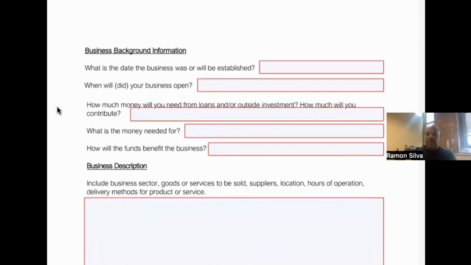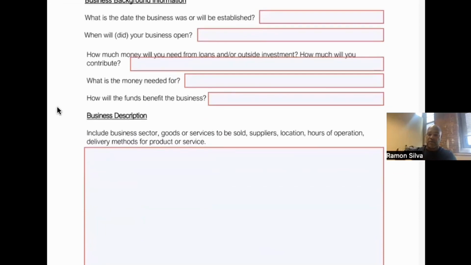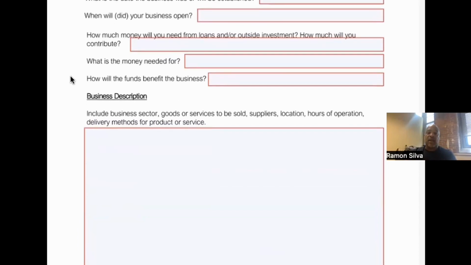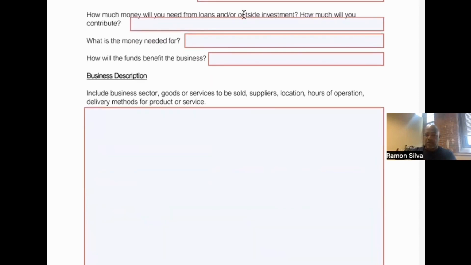Second page is where we start to get into some background on your business. What is the date it was established? If you're a new business, maybe it hasn't been established yet, or it will be established in the future. You can just put TBD there. When did your business open, or when do you expect it to open if you haven't opened yet? And then how much money from loans or outside investment, how much will you contribute?